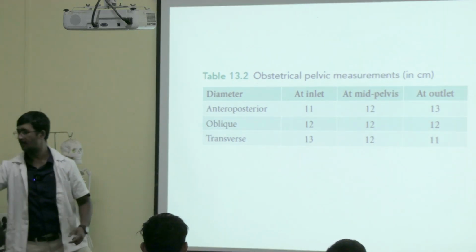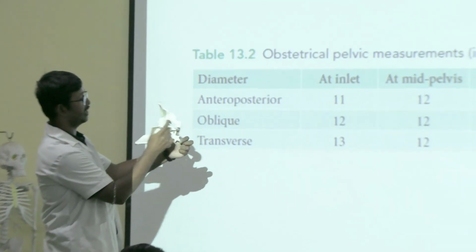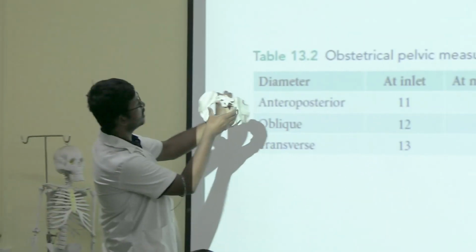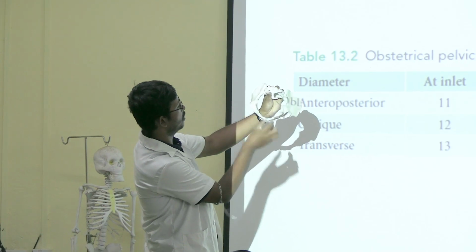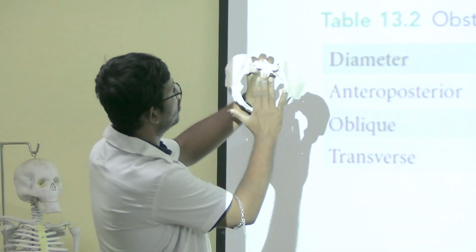So this is your transverse diameter basically. It is narrowest at the outlet. See, at the outlet it is becoming more and more narrow because your ischial tuberosity is present like this. So it is becoming more and more narrow.